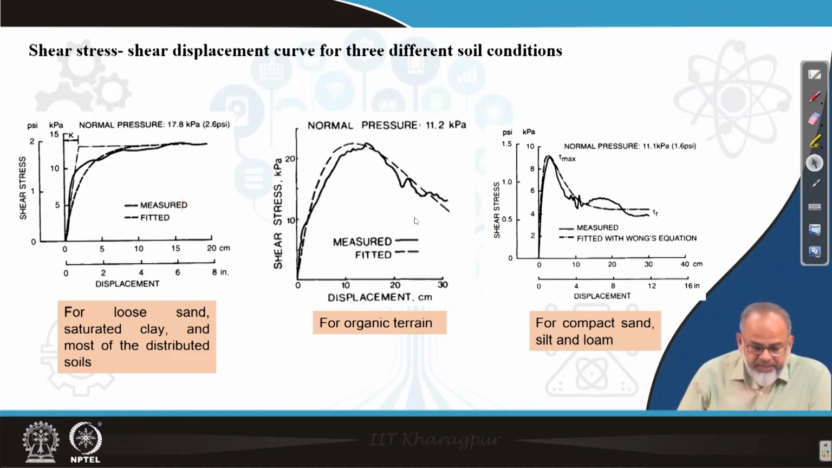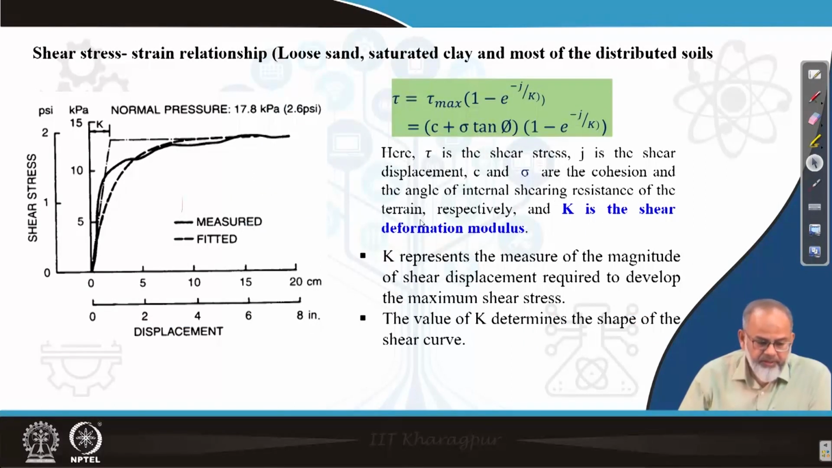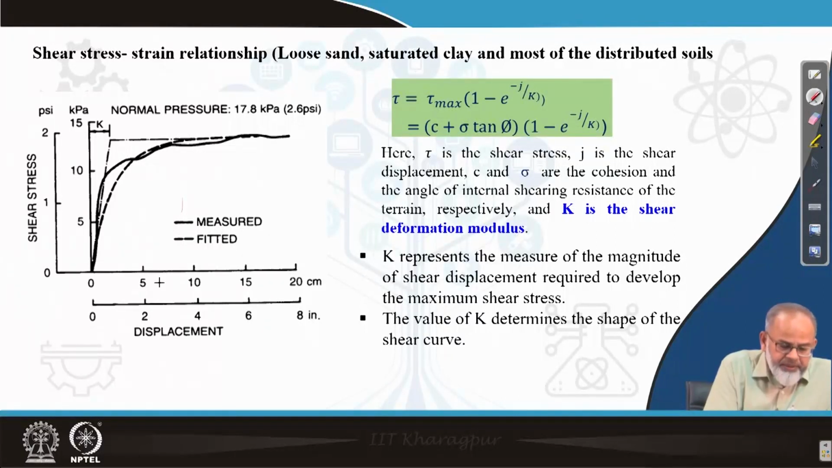So now we will go into details of this one, how the shear stress and shear displacement relationship is observed in case of loose sand, saturated clay and in most of the disturbed soils. So the nature of the curve is like this. The x-axis is your displacement and the y-axis is your shear stress. Now if you look at this, initially this is rising at a very fast rate, then after some time it is almost stable. So now if you best fit that one, the curve will be exponential like this.